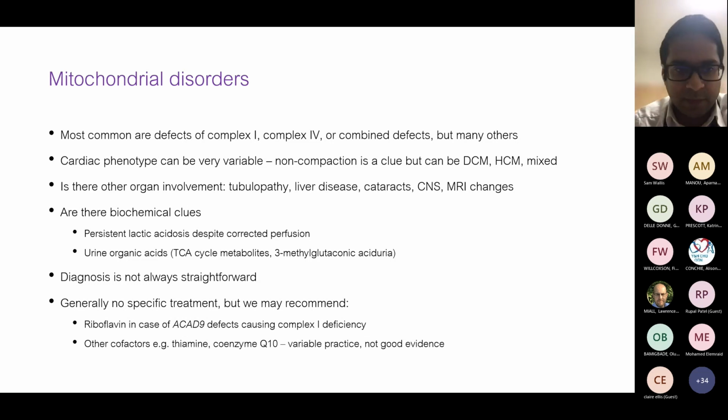There's generally no specific treatment, but we might recommend, as I said, riboflavin. Some of the other cofactors and vitamins we use, very variable practice, and there's not really good evidence for any of them. We might suggest things like thiamine in case we think there's PDH deficiency, or biotin in case we think there's biotinidase deficiency. But from the point of view of the cardiac involvement, it's probably the riboflavin that we would think about most commonly.